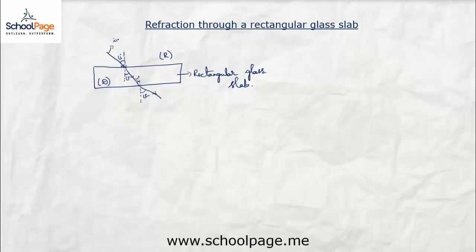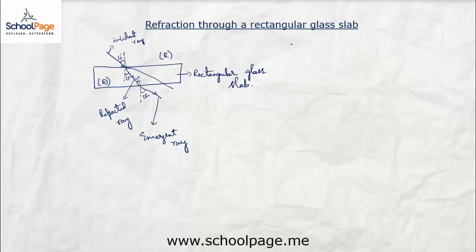This ray is called as incident ray. This ray is called as refracted ray. And this ray is called as emergent ray. If we extend the incident ray, we may notice that the emergent ray is parallel to the direction of incident ray. This is due to the phenomena of refraction of light.